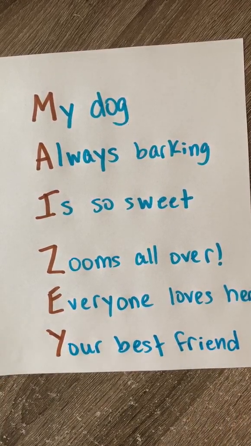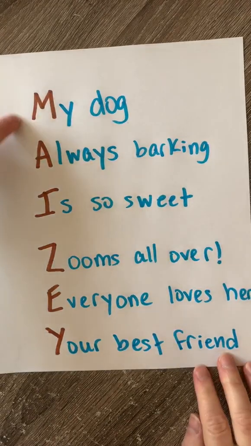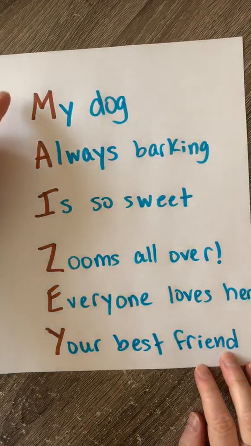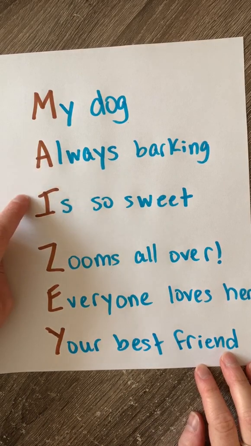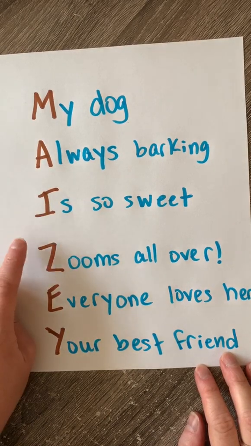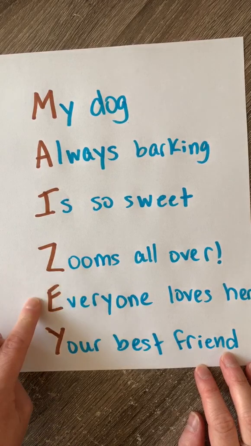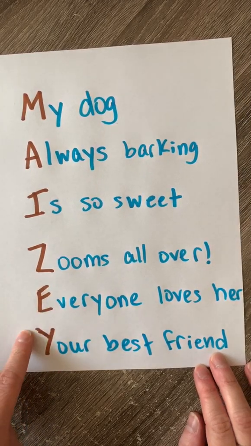There we go. Here's my acrostic poem all about my dog, Maisie. Let's read it one more time. My dog, always barking, is so sweet, zooms all over. Everyone loves her, your best friend.